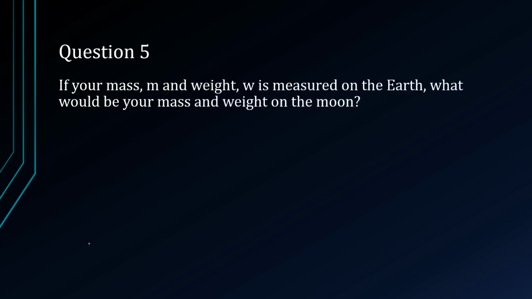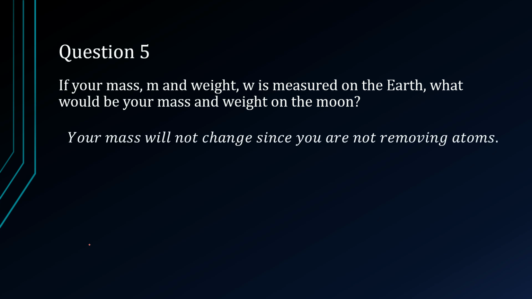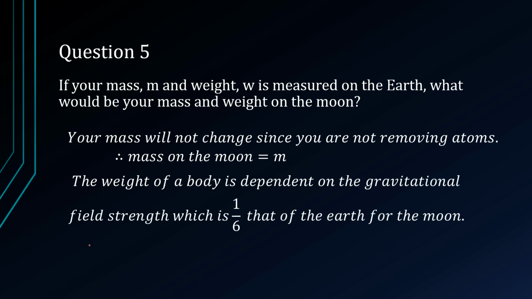In question number 5, you are required to determine what the mass and weight of a body is when it is measured on Earth and then moved to the moon. Now, your mass will not change since you are not removing atoms from your body. So therefore, your mass on the moon will be m. Your weight depends on the gravitational field strength that it is placed inside of. And since the moon has 1/6 the gravitational field strength of the Earth, that means the weight on the moon will also be 1/6 of your weight on the Earth.